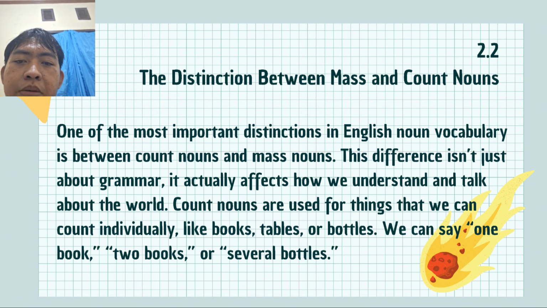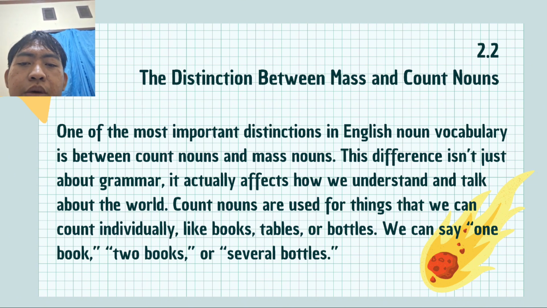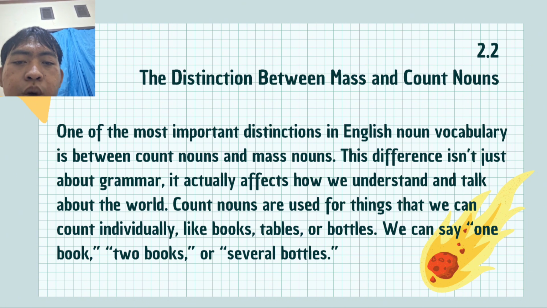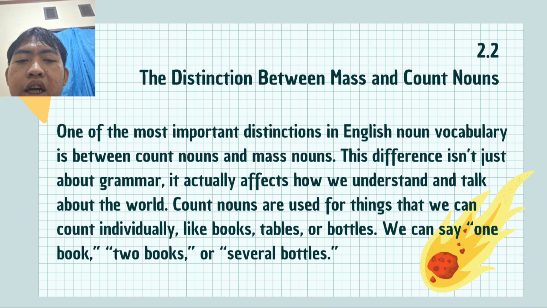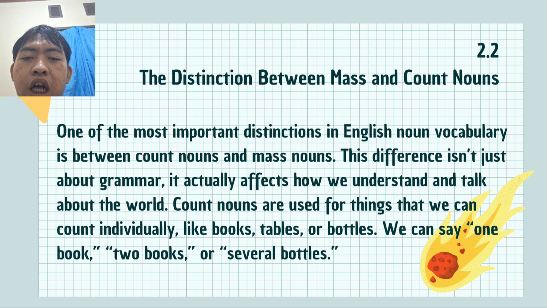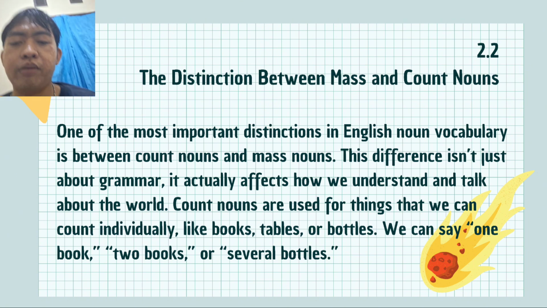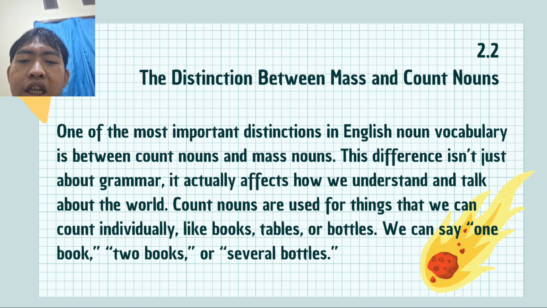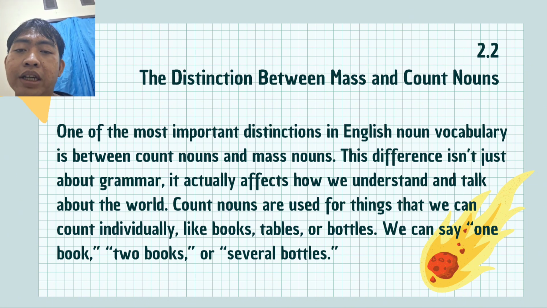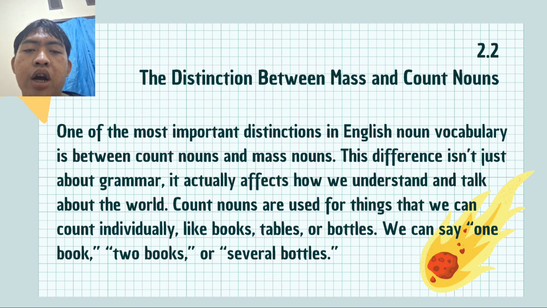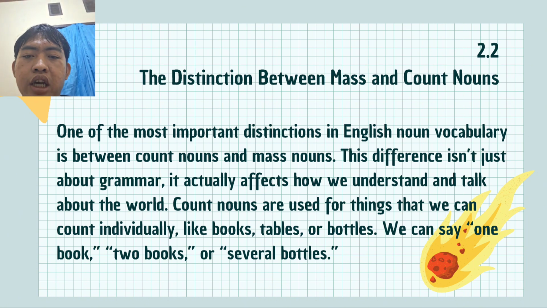Knowing the difference is important for grammar. For example, we say the information is useful, not are, because information is a mass noun and takes a singular verb. Also, we don't say furnitures or many advice. We say a piece of furniture and much advice. So, by understanding how mass and count nouns work, we can avoid common mistakes and speak more naturally in English.